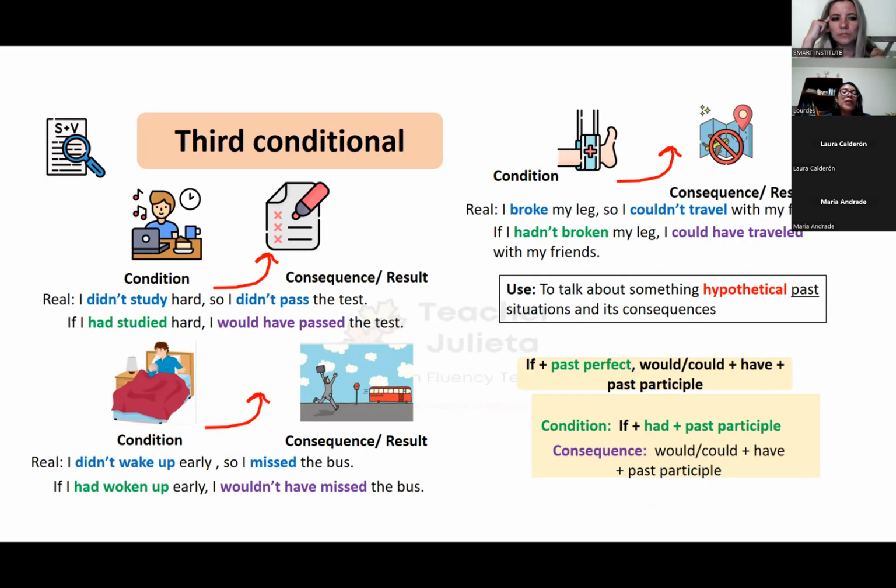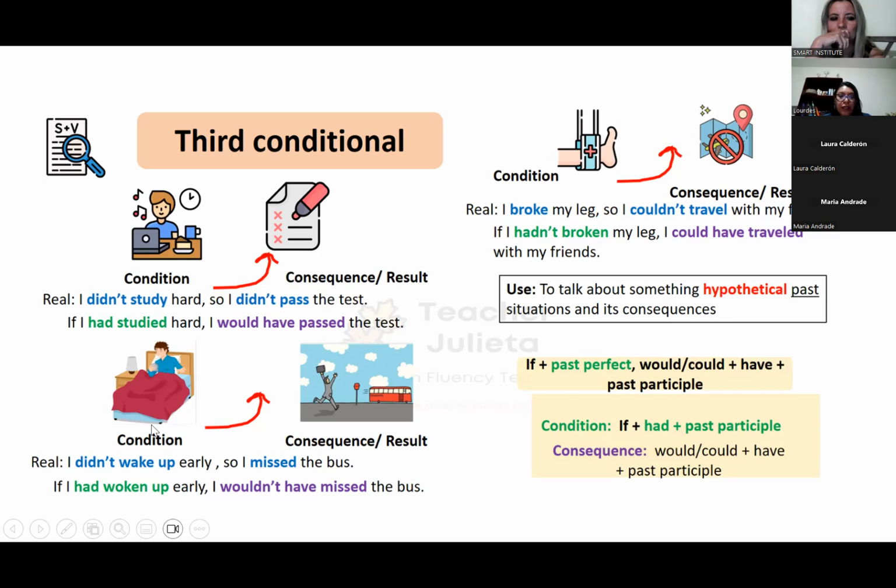Now, if I want to express an opposite idea, because this is my regret, I didn't study and I didn't pass, so now I feel terrible. Maybe I feel sad. Maybe I cried because I didn't pass the test. And this is the third conditional. If I had studied hard, I would have passed the test. This expresses a past regret. So now I cannot change the situation. I can only express a regret that I have, that I didn't study and I didn't pass the test.